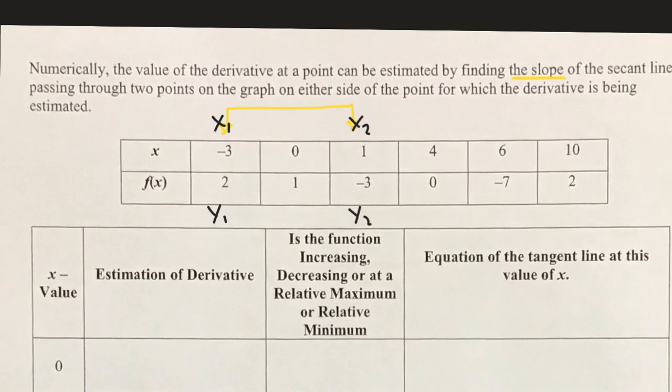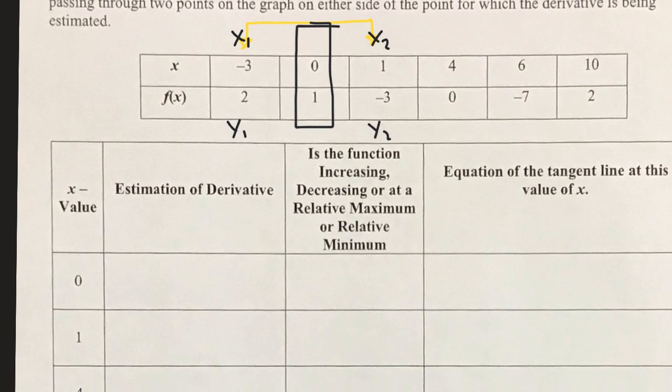Okay, so if we want to figure out what's happening at 0, what is the slope of the line here at 0, we're going to use some points around 0 to estimate it, right? This is not going to be exact. It's just going to be an estimation. Okay, so y2 minus y1, negative 3 minus 2, over x2 minus x1, which is 1 minus negative 3, is negative 5 over 4.